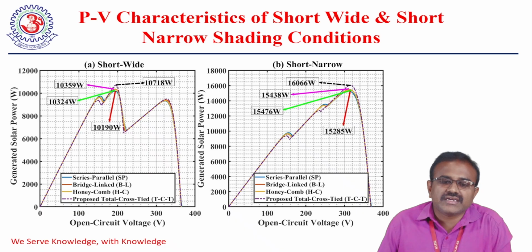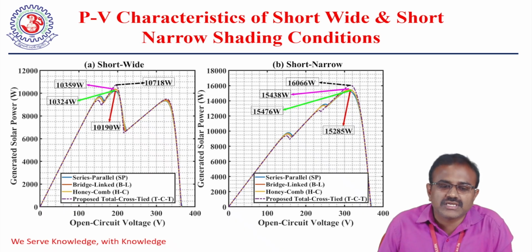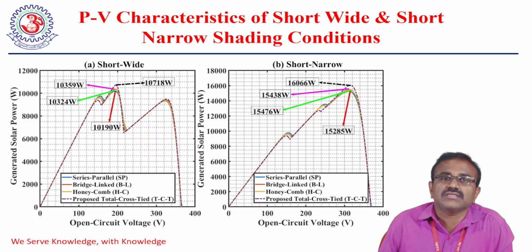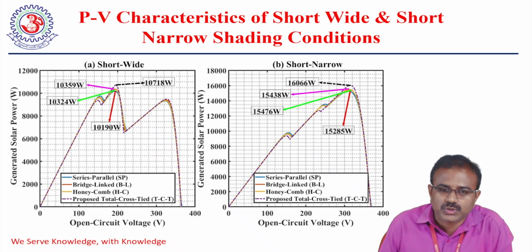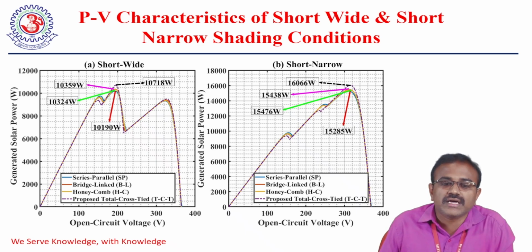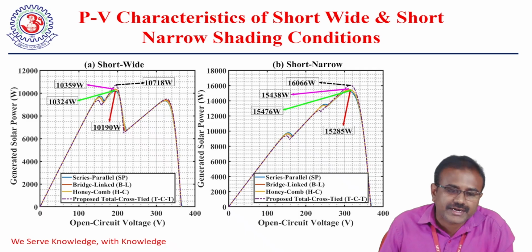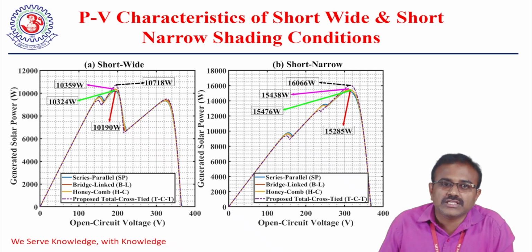PV characteristics of short wide and short narrow shading conditions. You can see the two shading patterns: one is short wide, another one is short narrow. Based on all the 4 configurations, I propose the total cross tied is the best one. From the graph, in the short wide pattern, we got the maximum power as 10,718 watts. When compared to TCT, the remaining 3 configurations give very low values.